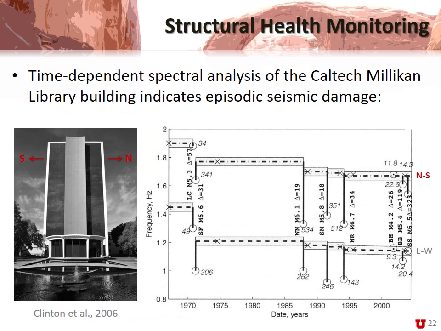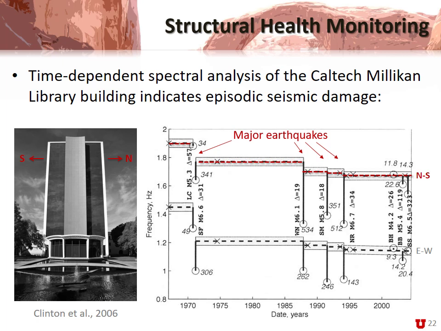For example, this data series was started in the late 60s. This is the Caltech Millikan Library, and you're looking at two resonant frequencies here, one at about 1.4 hertz, one at about 1.9 hertz, right after the building was built. And it's this particular north-south one, which is up here at 1.9 hertz. And you can see over time that there's been a decrease in resonant frequency, and that it's not been gradual. In fact, it's been stepwise, and each of these significant drops in resonant frequency corresponds to major earthquakes.